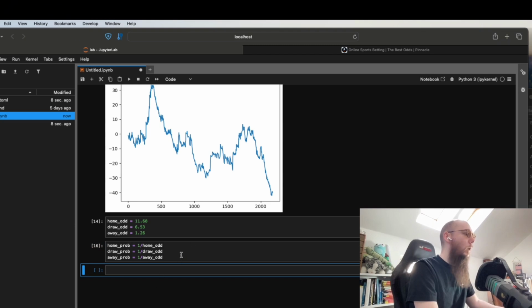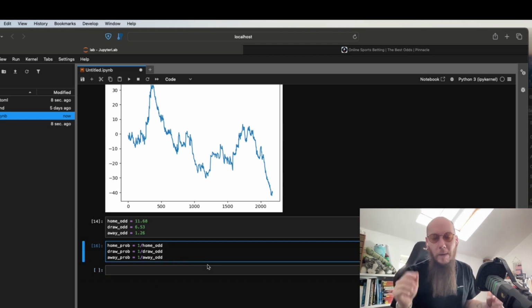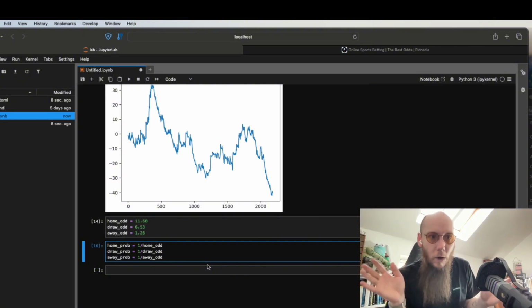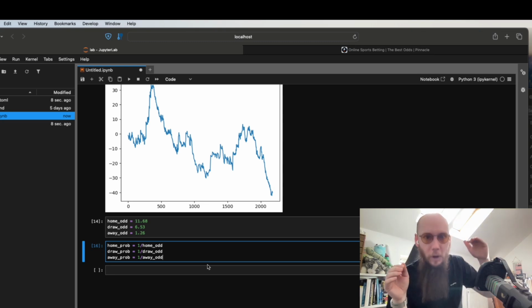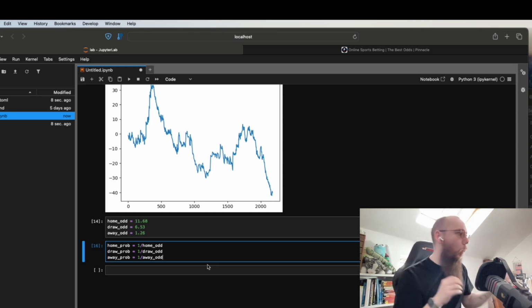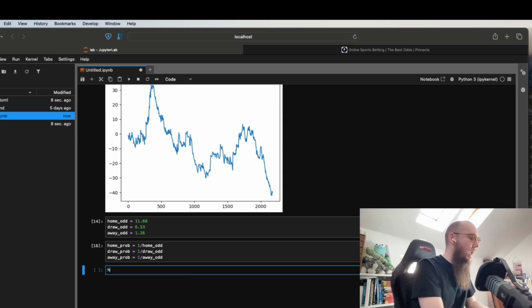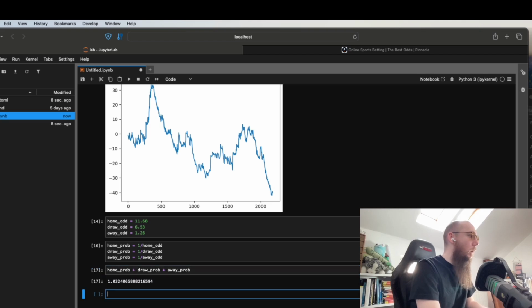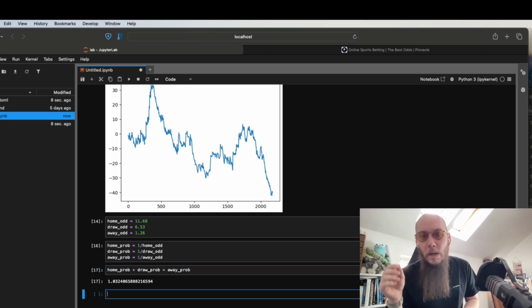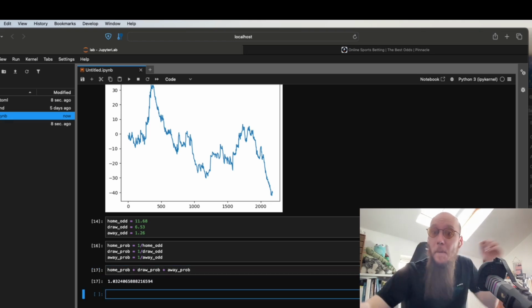Okay, now we know that the football game has to end with one of those three outcomes. All right, so the probability of home prob plus draw prob plus away prob should equal 1. And yet, if we add those three together, we will find that it comes out as more than 1. And that is because Pinnacle have built in a margin.